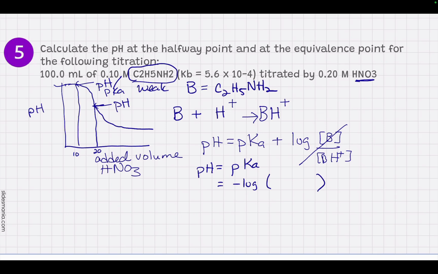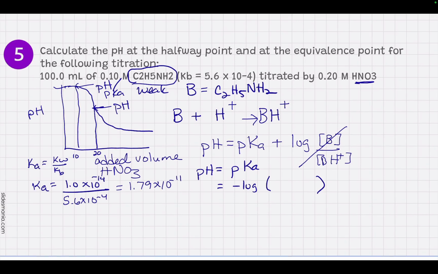But we don't know the Ka. We've been given the Kb because this is a base. So in order to get Ka, we would use 1 times 10 to the negative 14th, the Kw, over the Kb. I end up with 1.79 times 10 to the negative 11th. So if I take the negative log of that, my pH equals 10.75.